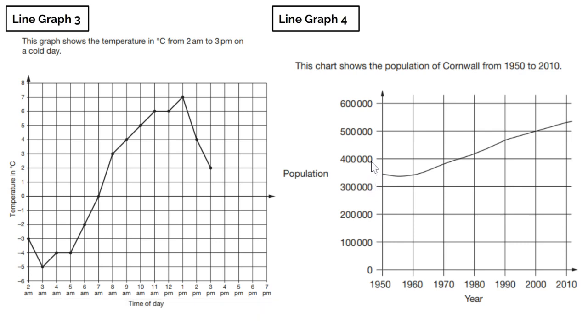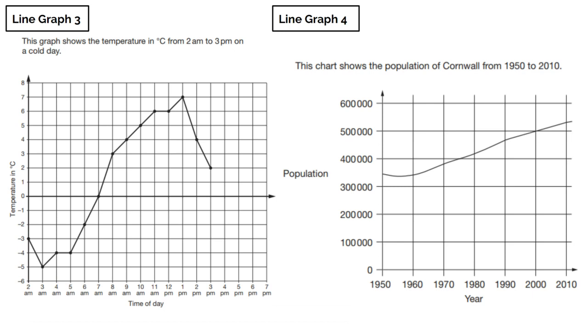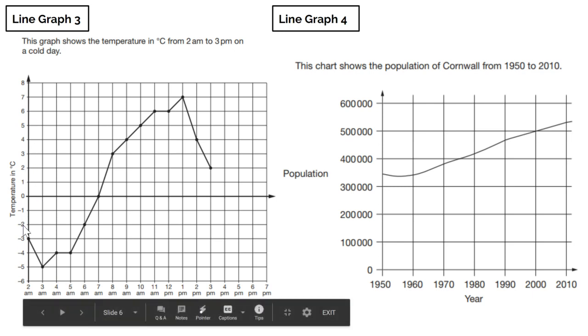It starts between 300,000 and 400,000, and this is over 1950, 1960, 1970. So that's years. It's 10 years, decades, between each of these intervals. Whereas this one is all about temperature in degrees Celsius. And here at the bottom, it says time of day. The time of day is 1 hour: 2 a.m. to 3 a.m., 3 a.m. to 4 a.m. So this is actually a temperature graph, and this is across hours.